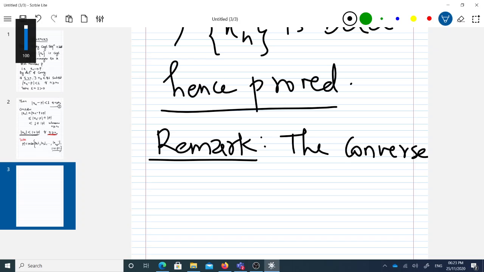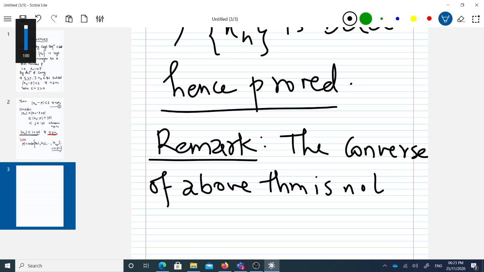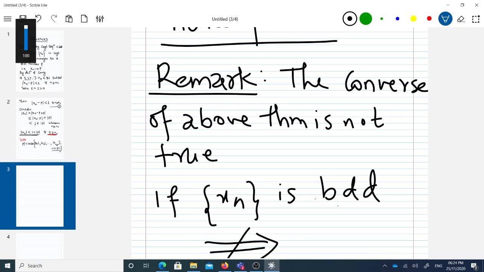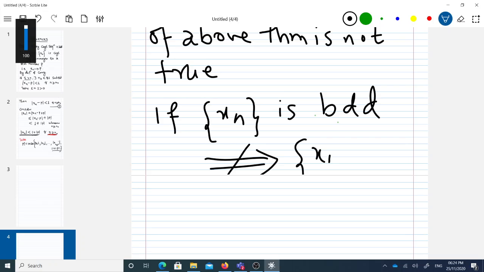The converse of the above theorem is not true. That means if the sequence xn converges to p, then it is bounded, but the converse, if the sequence xn is bounded, does not imply that the sequence xn is convergent.